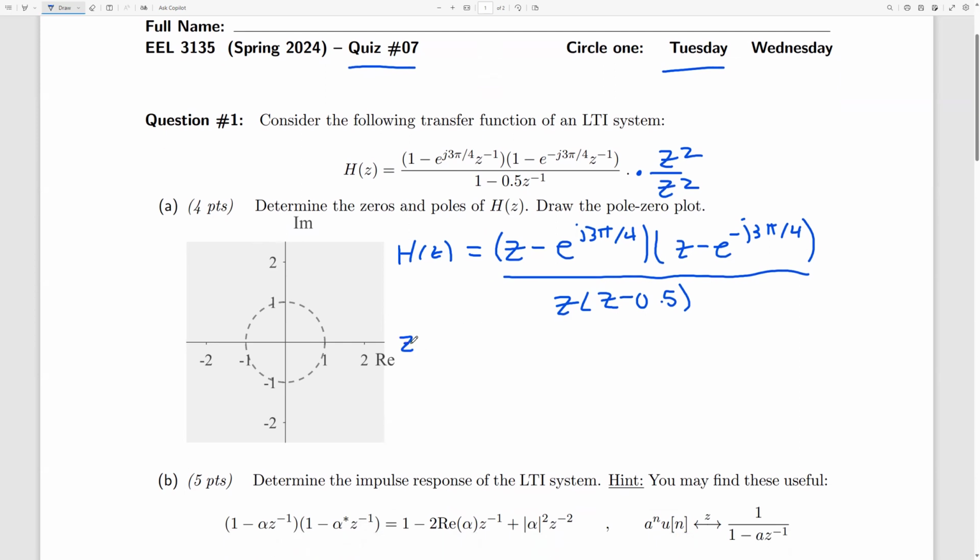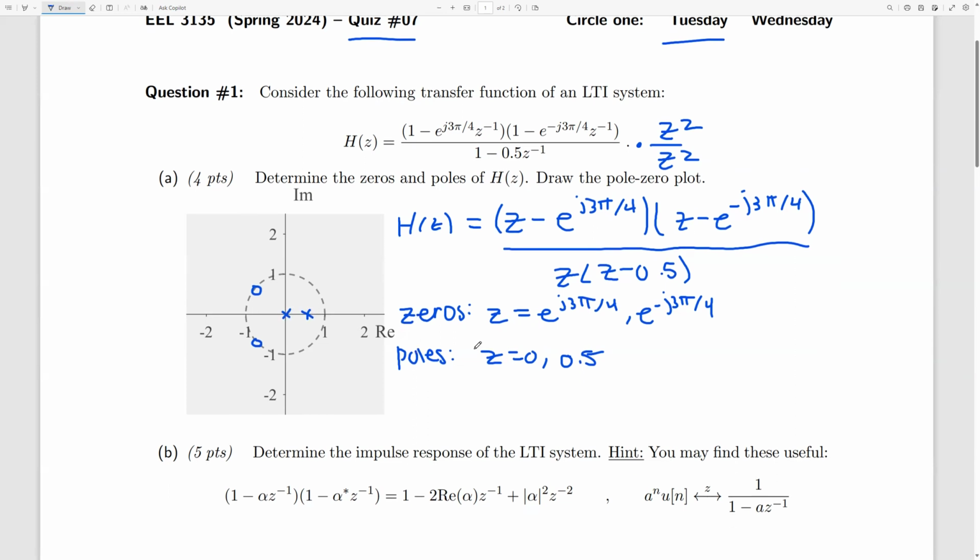So your zeros are going to be where the numerator is equal to 0. So Z equals e to the j 3 pi over 4, e to the negative j 3 pi over 4, and your poles are going to be at Z equals 0 and 0.5. So to draw this, the zeros are at 3 pi over 4 and negative 3 pi over 4, and the poles at the origin and 0.5. That's this question.